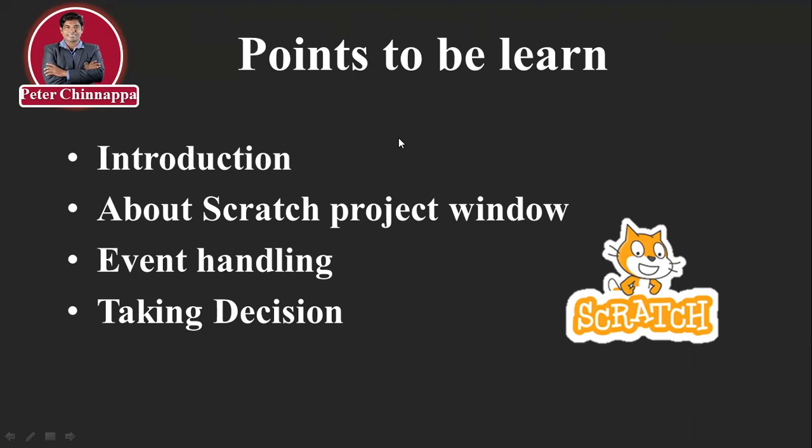Suppose in a game you want to play with a character that can move up, left, right, down, everywhere, right? All the movements like up, down, this is called events. When we press the up arrow key, the character moves upward. When we press the down arrow key, the character moves downwards. So these are the events. How to handle these events, and with the help of events, how can we take a decision? All these things we will learn practically.